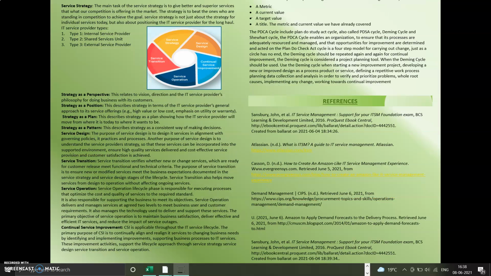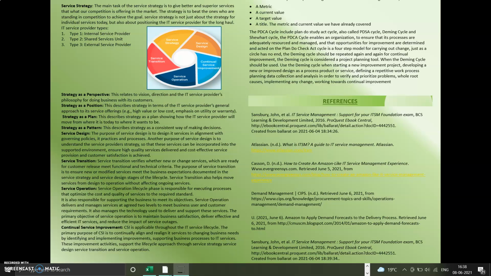Further, I come to the service design. The purpose of service design is to design its services in alignment with government policies and all the process conditions. Next is the service transition. Service transition verifies whether new or changed services which are ready for customer release meet all the functional and technical criteria of an organization. Next comes the service operation.